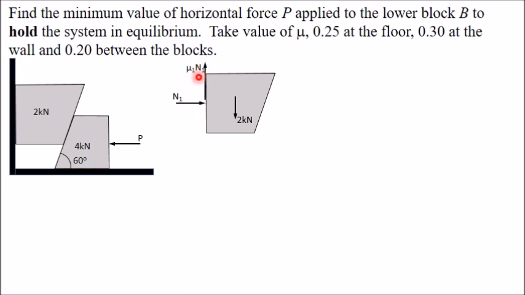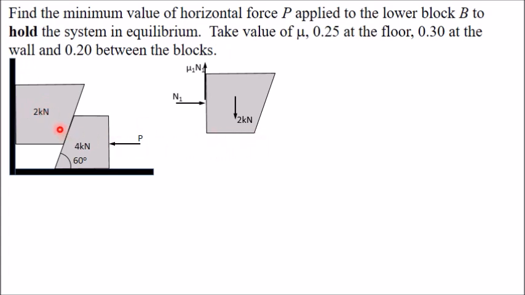The maximum value of the friction force is mu1 into N1. Now mu1 is the coefficient of friction between this vertical wall and this 2 kilonewton block, which is given as 0.3.